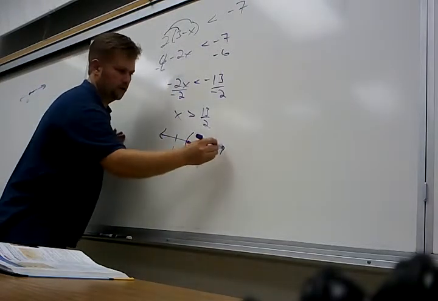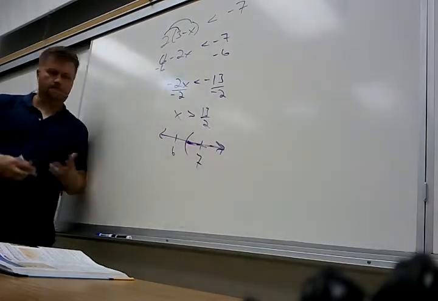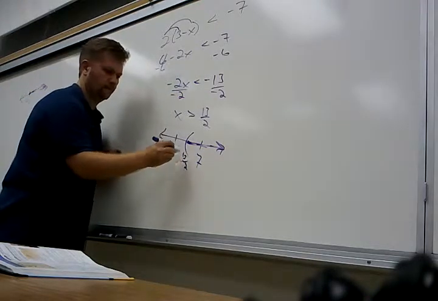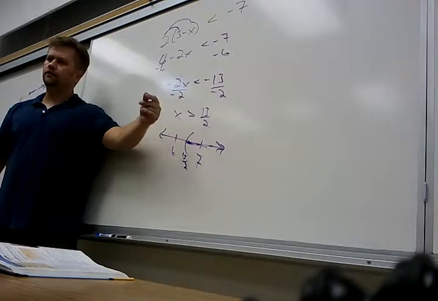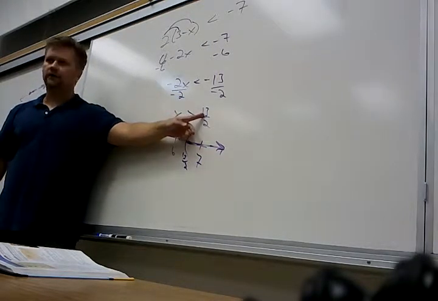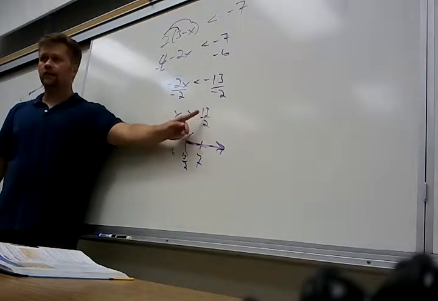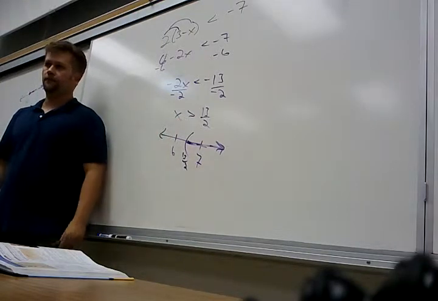Yep. There you go. But how do you know it's between 6 and 7? Because it is between 6 and 7. How do I know it? What is 13 divided by 2? The way I think about it is 12 divided by 2 is 6. 14 divided by 2 is 7. So it's got to be in between 6 and 7.